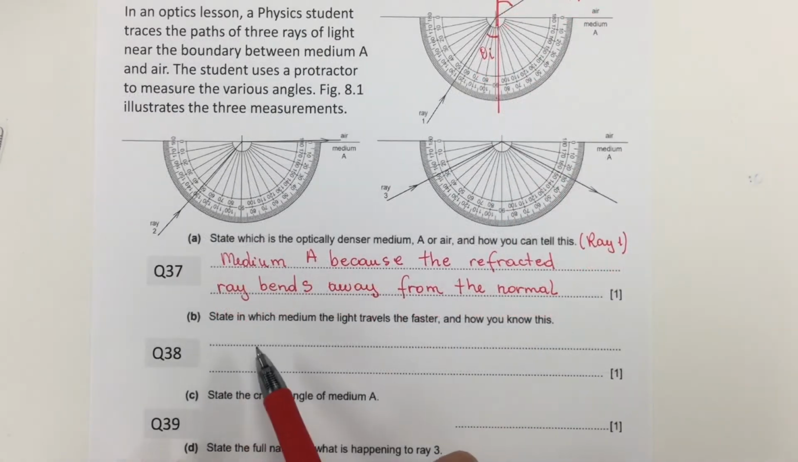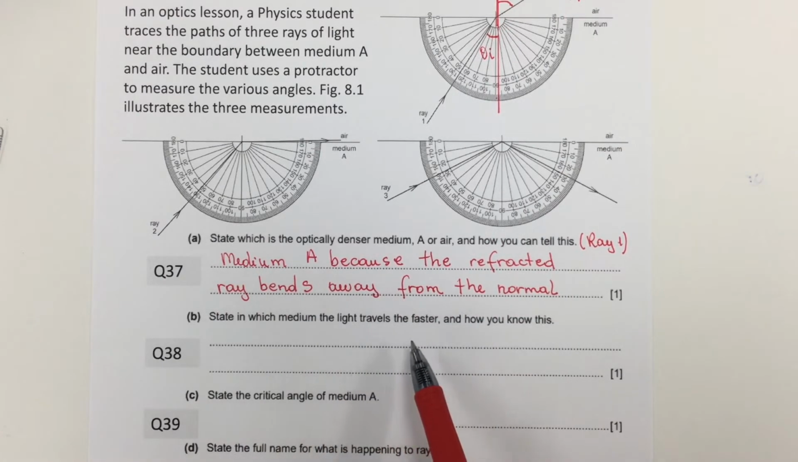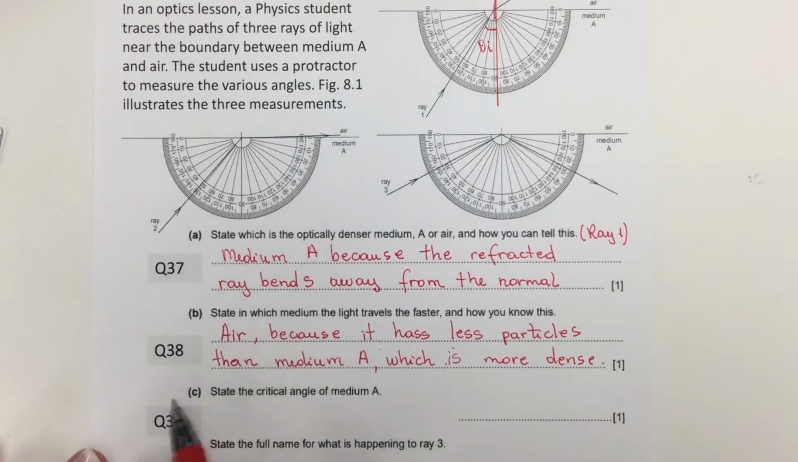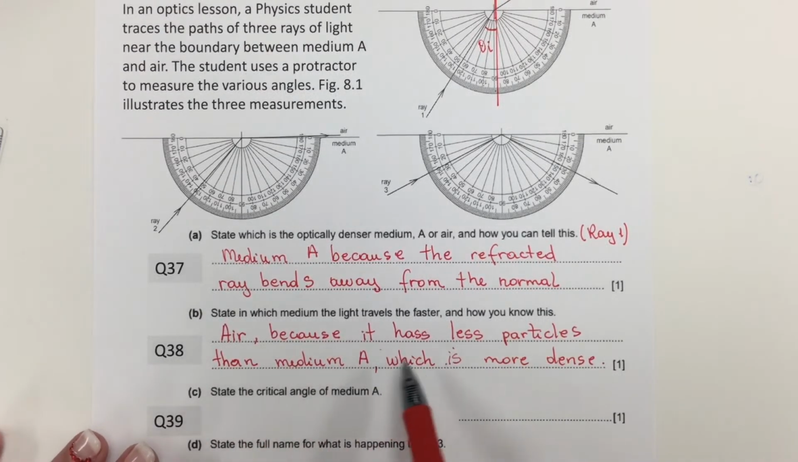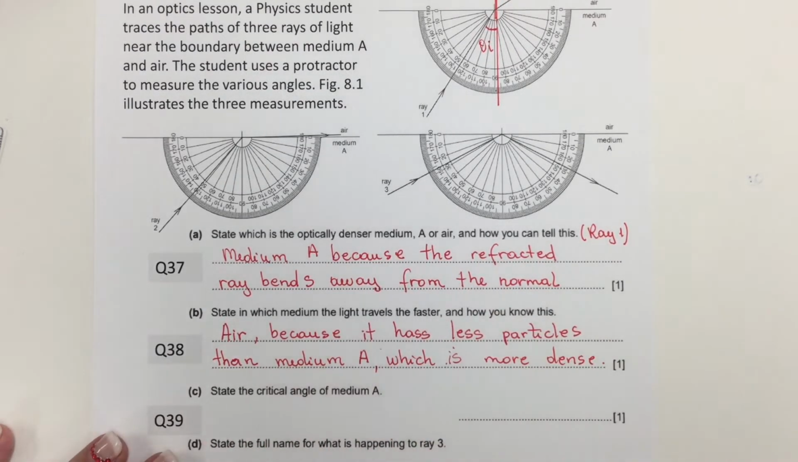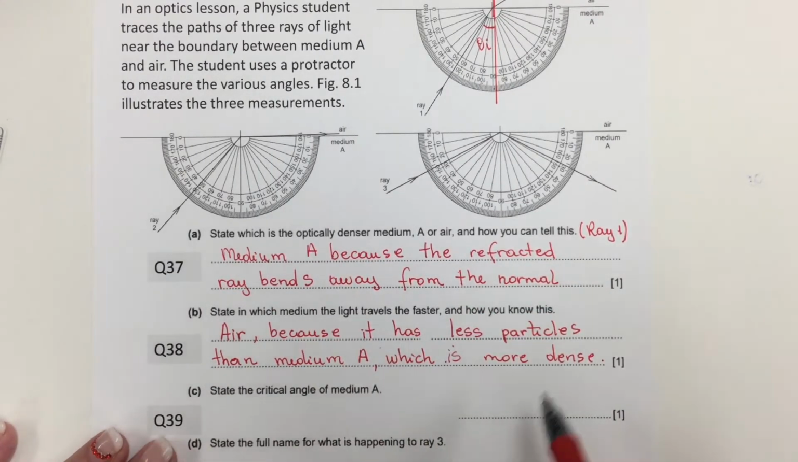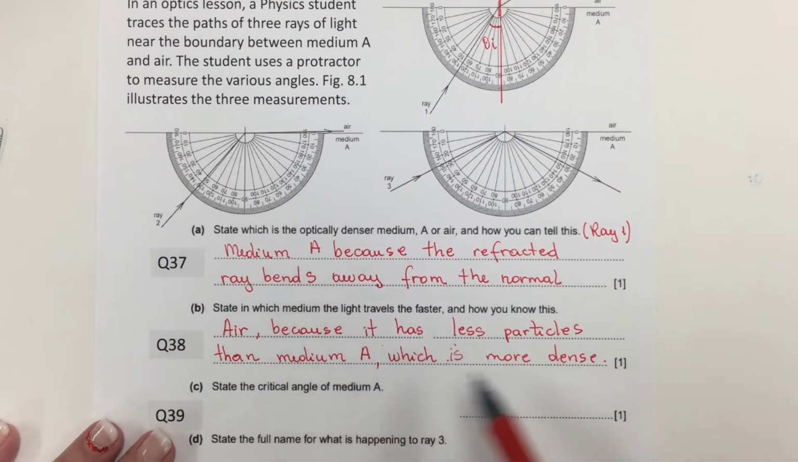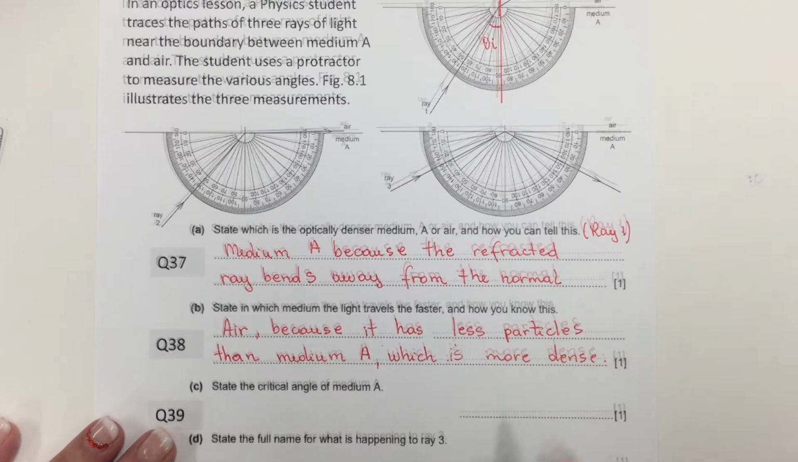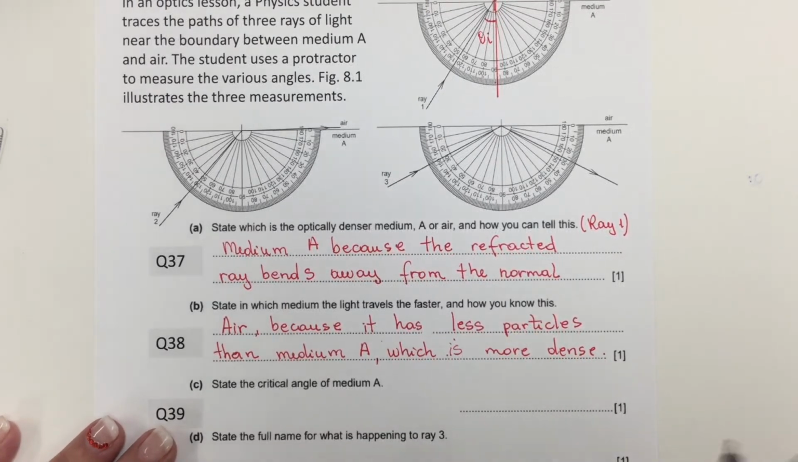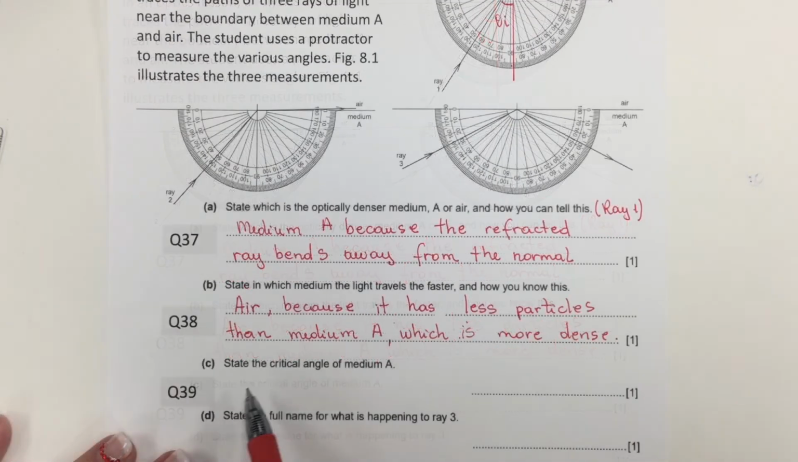Next question, state in which medium the light travels the faster and how you know this. One option, you can say air because it has less particles than medium A, which is more dense. Light will always travel faster in a less dense medium. C, state the critical angle of medium A.